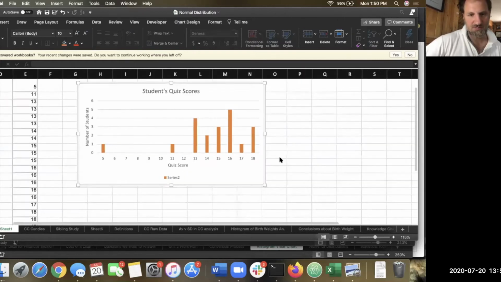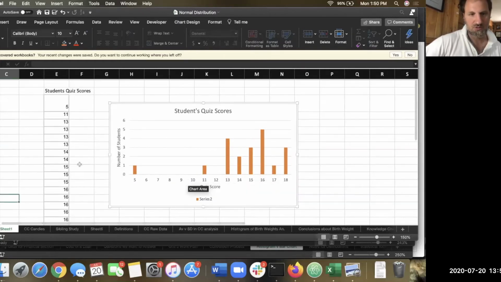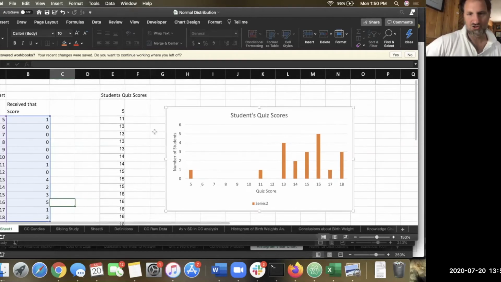And this is just a standard bar chart. All I did was highlight this information, and then I went to insert and made a little chart, and I put in my title and my X and Y labels.